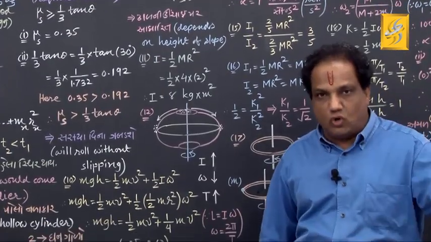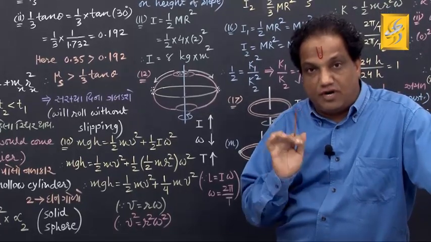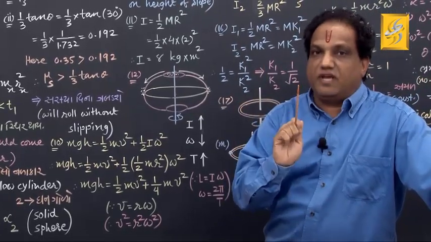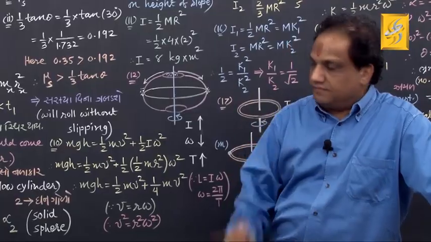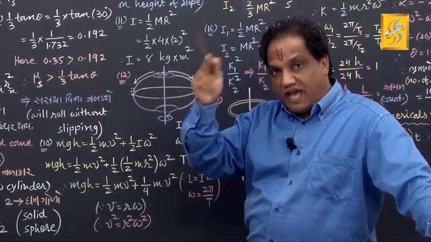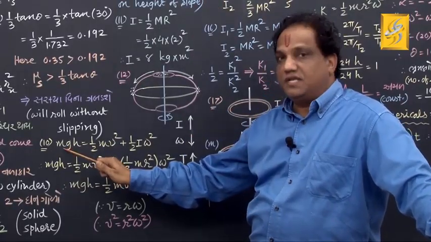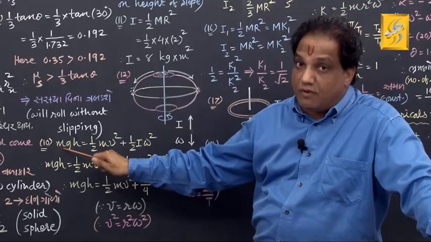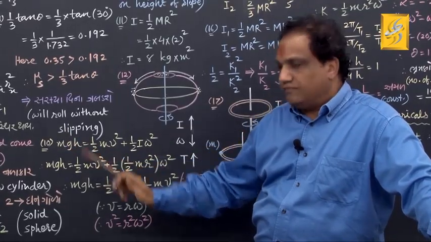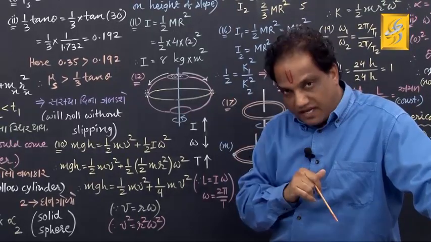At the bottom of the slope, on which factor does the velocity achieved by the body depend? Let us find out. We are given a solid cylinder. As the solid cylinder rolls down the slope of height h, as it moves from top to bottom, by that time it loses gravitational potential energy. How much? mgh.